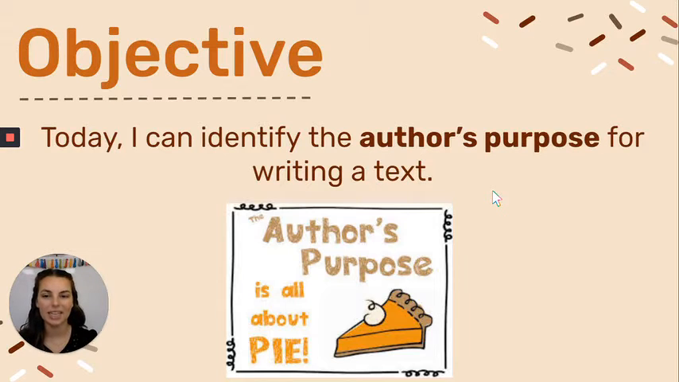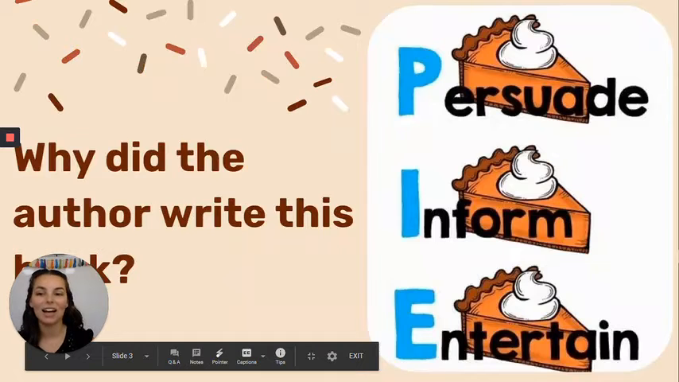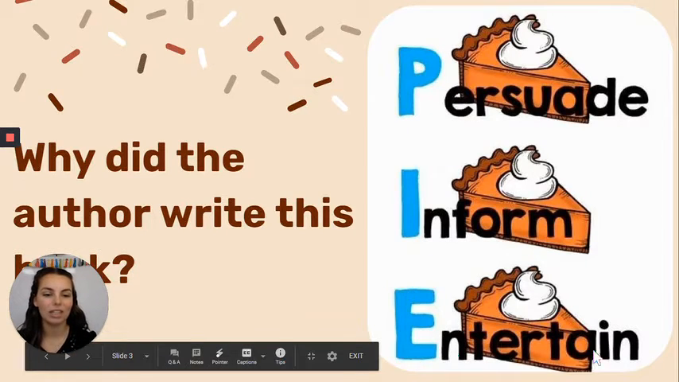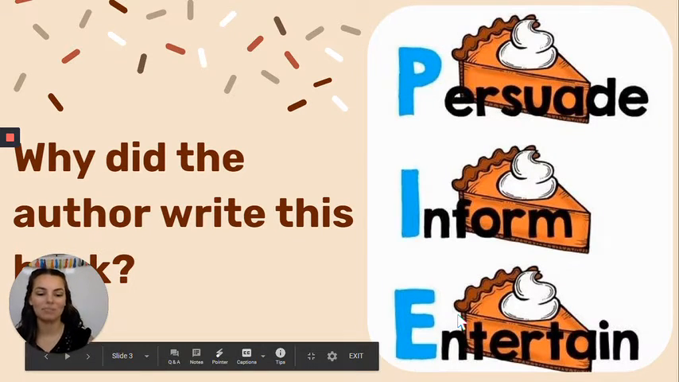Our objective for today says, today I can identify the author's purpose for writing a text. The author's purpose, we're going to point to our heads like this. The author's purpose is all about PIE. What? Well, we're always going to be thinking, why did the author, that's the person who writes books, write this book? So we're going to think PIE. P stands for persuade, I stands for inform, and E stands for entertain. So if I look at P-I-E, that spells pie.